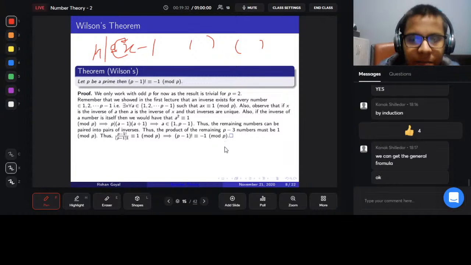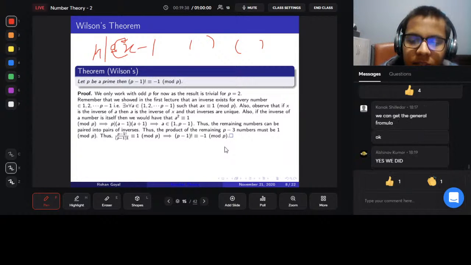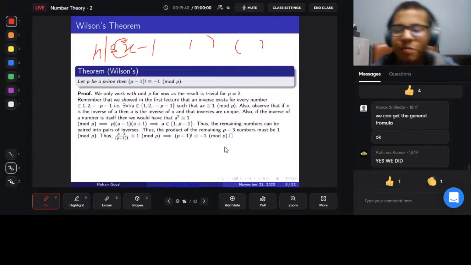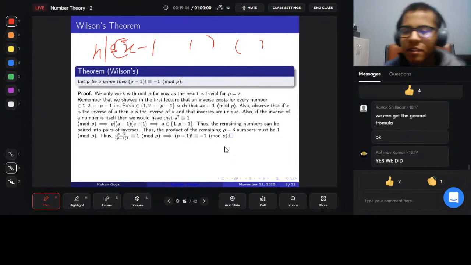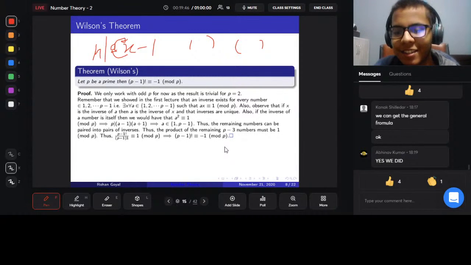Did you get that? Awesome. Can everyone just give a thumbs up if you understood it? Yeah, this is a very nice proof, a very nice idea, and it just shows you how powerful inverses are.